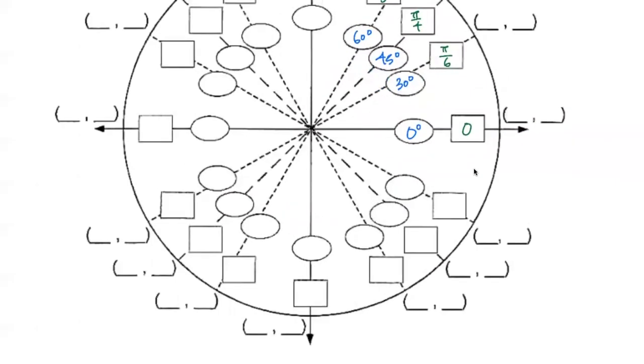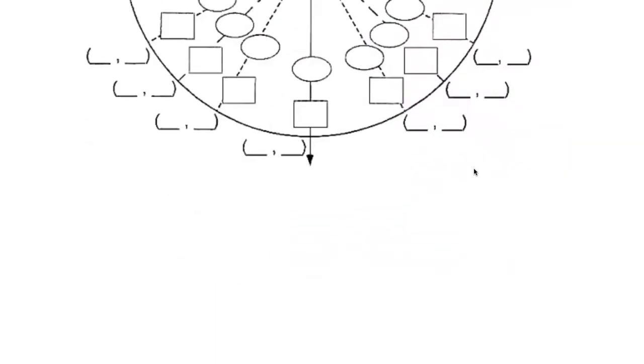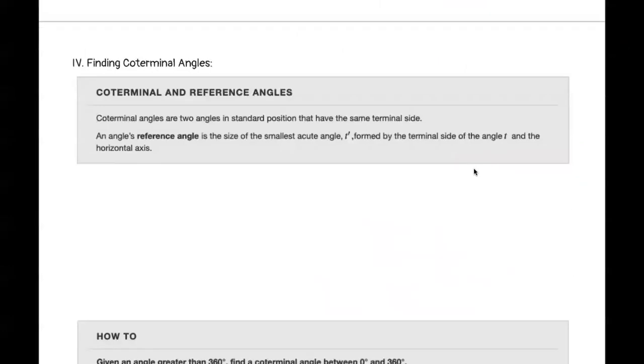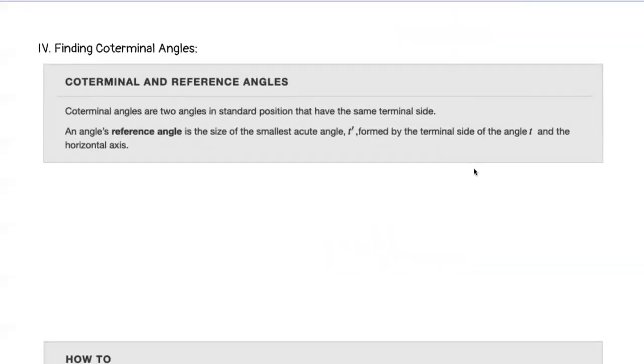All right, got a little bit left to finish up, and here is where we're going to go. All right. So I want to talk a little bit about some vocabulary. All right. So we have some coterminal and reference angles. Coterminal angles are 2 angles in standard position that have the same terminal side. Okay. So here's what I mean by that.